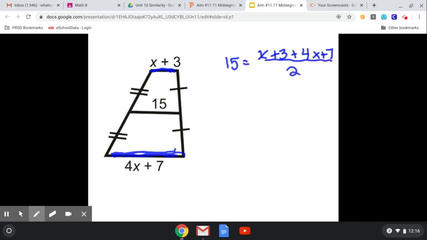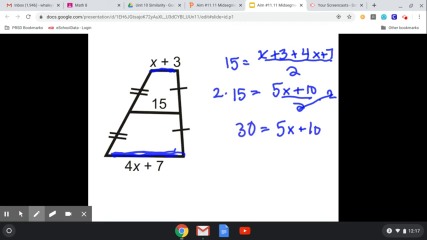Now, let me combine like terms at the top. You end up with 5x plus 10 divided by 2. Now, I'm not going to divide this whole thing by 2. What I'm going to do is multiply by 2 on both sides to get rid of that dividing by 2. The reason I do that is because that expression, 5x plus 10, may not divide by 2 nicely. So it's easier just to multiply by 2 on either side and then solve the equation from here. Minus 10, minus 10, 20 is equal to 5x, divide by 5, x equals 4.